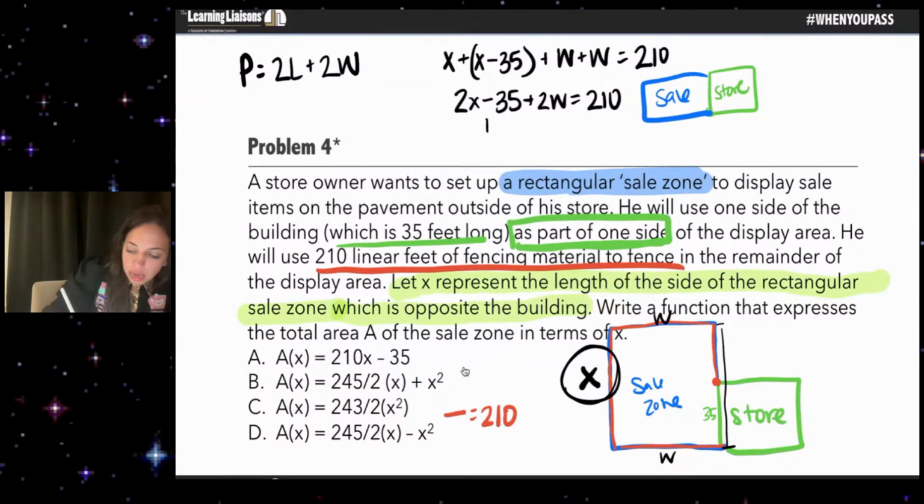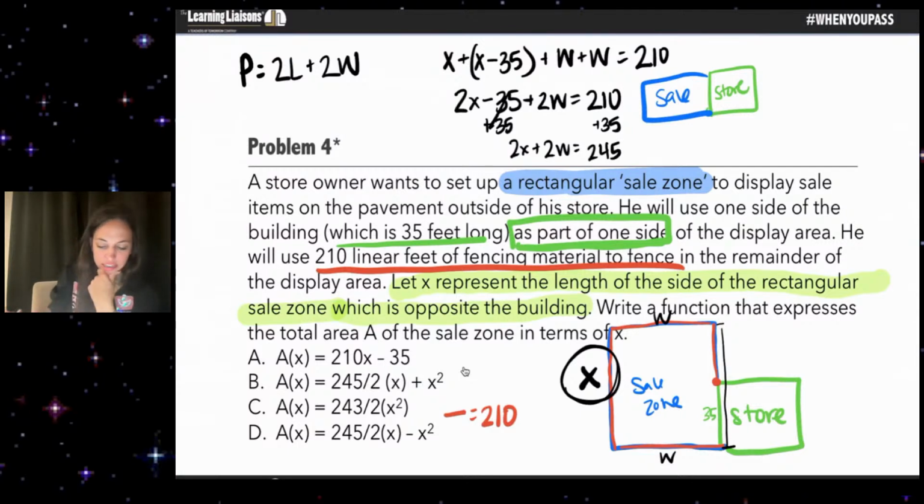And so I can add 35 to both sides. So 2x plus 2w equals 245. And where is that going to take me? Well, isn't that just interesting? Write a function. Y'all, I just got stumped live on YouTube.